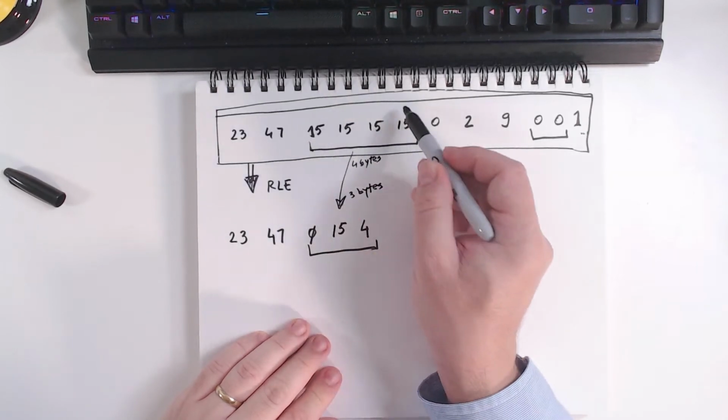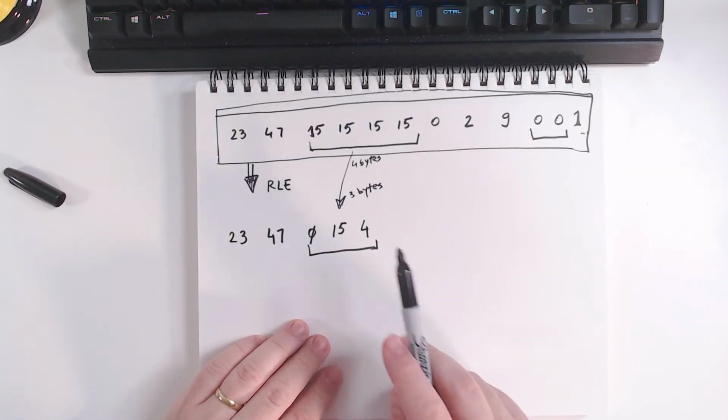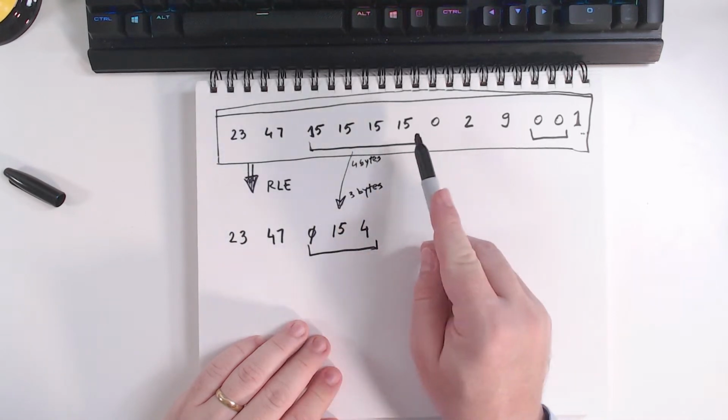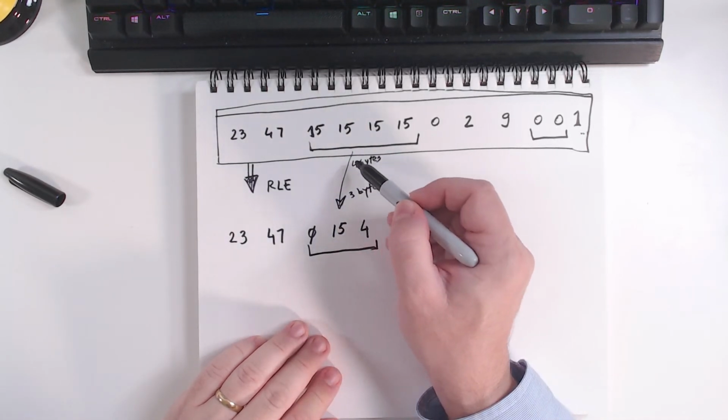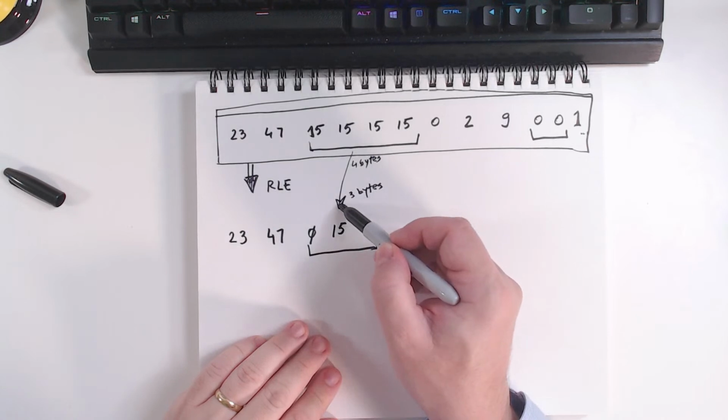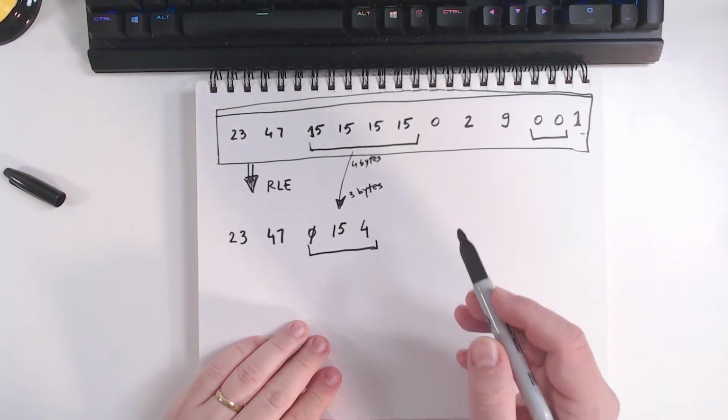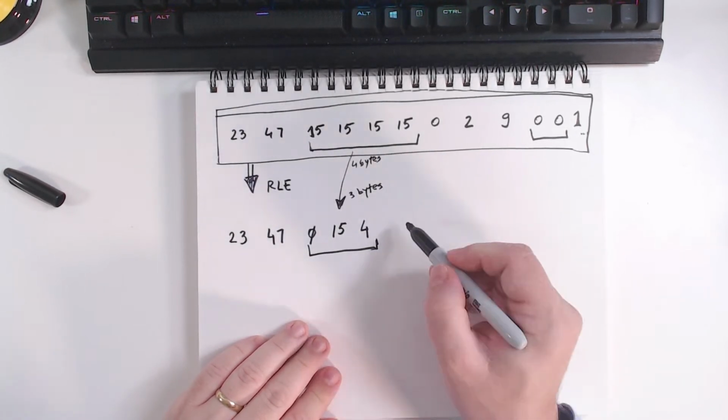But imagine here, instead of 4 bytes, we would have 100 bytes, right? So that would be quite a saving. Instead of about 100 bytes, we'd have compressed them into 3 bytes, which is kind of big, right? All right, so let's continue.